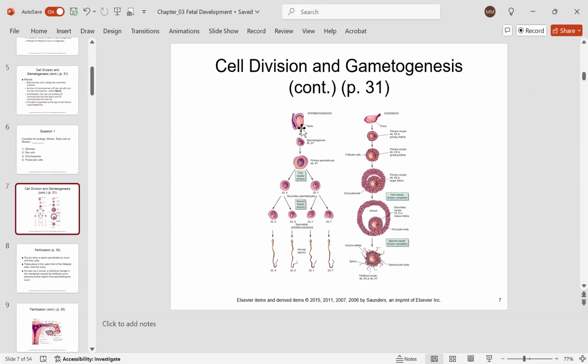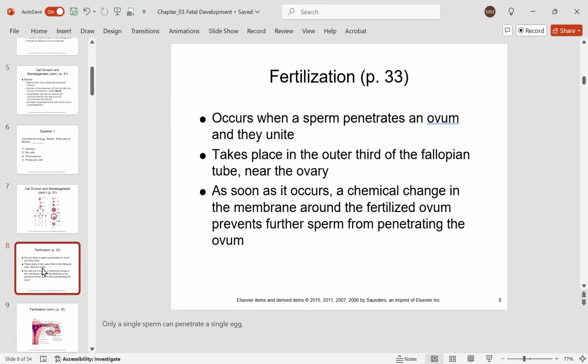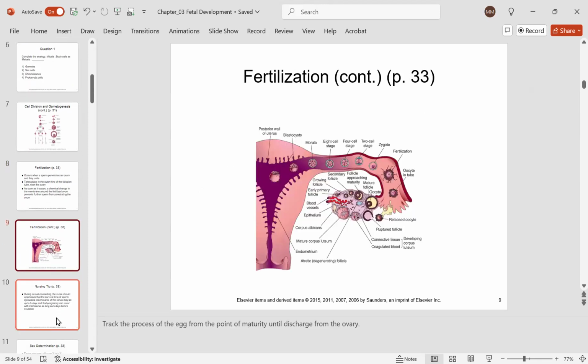Okay, that's a nice flow chart of what happens with the sperm when it divides and with the egg when it divides. Fertilization occurs when the sperm penetrates the ovum. It literally has to break through the wall of the egg, right? And then it travels through the fallopian tube and goes into the uterus and implants itself. The second that a sperm hits an egg, there's this crazy thing that happens with the membrane so that no other sperm can get in. It's like the walls are closed. Boom. Crazy. It's amazing.